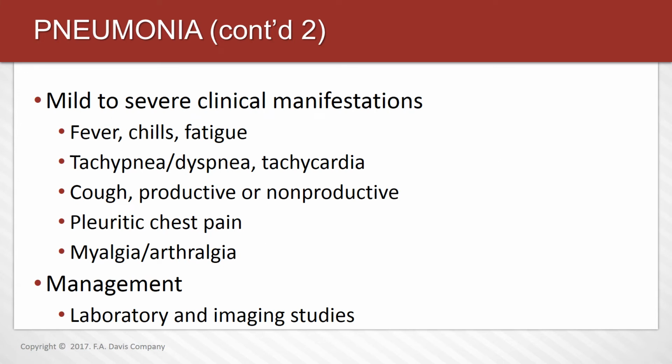So the manifestations of pneumonia. As a nurse, you should be aware of the clinical manifestations, and knowing the predictors of increased mortality is essential to help ensure early identification and treatment. Some of the manifestations that you'll see are fever, chills, fatigue, tachypnea, dyspnea, tachycardia, and a cough. The cough can be productive or non-productive. Pleuritic chest pain, myalgia, and arthralgia, right?